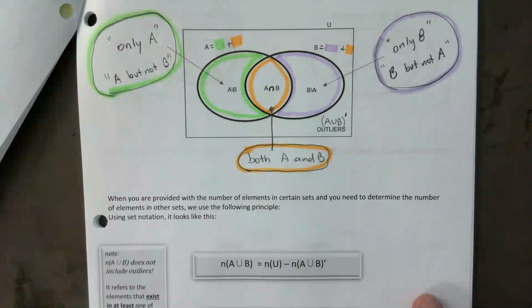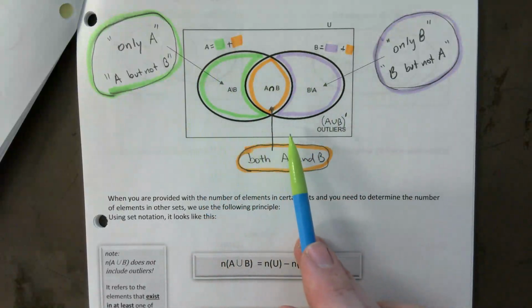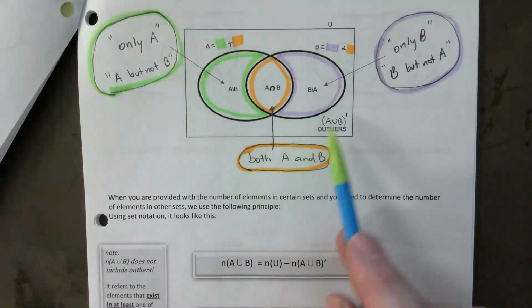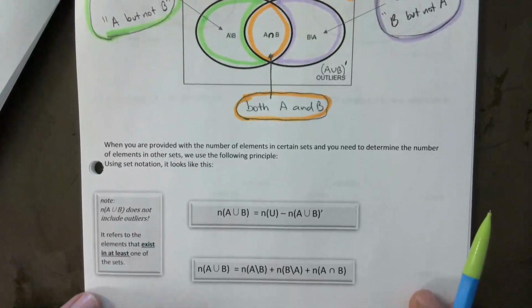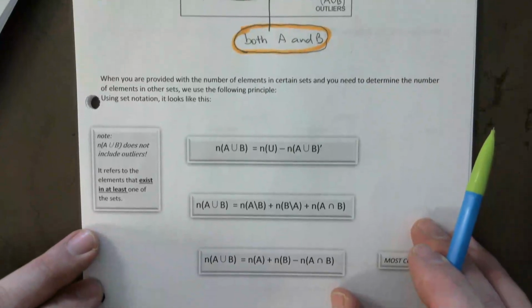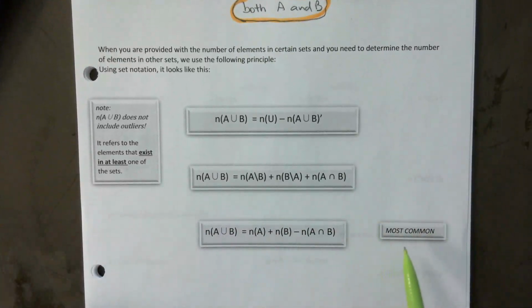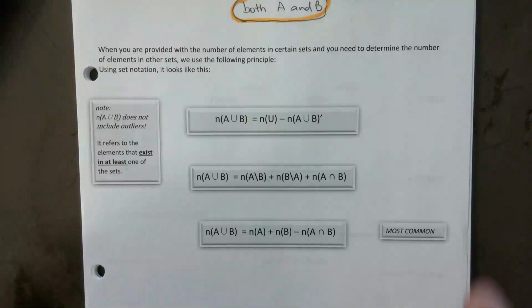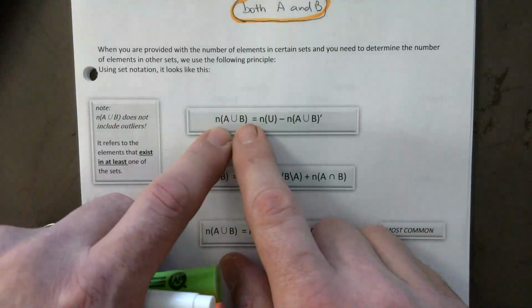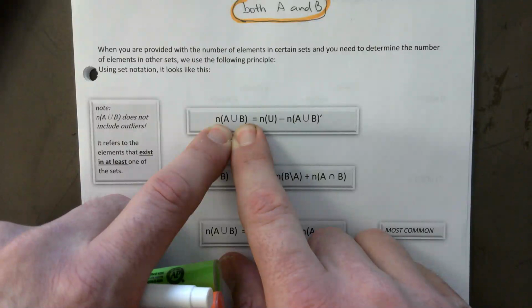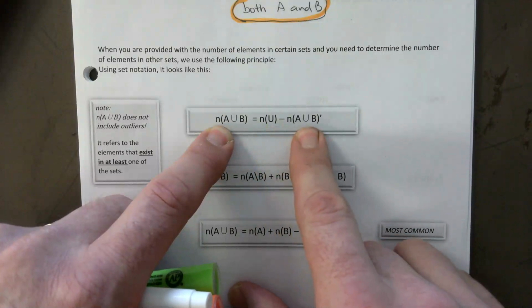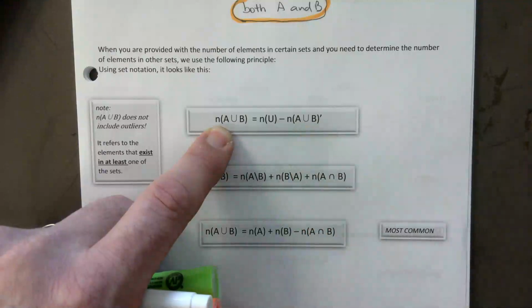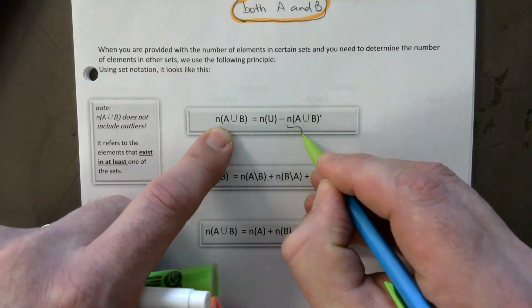Now, the principle of inclusion and exclusion. This is visually what you should be thinking of before you look at the formulas, because there are 3 and they're all true. I don't use them all. The most common one is this one, the one I'm going to be using the most. But think about it this way: it says the number of elements in the union of A and B can be found by taking the universal and subtracting the outliers from it. So these are the outliers.